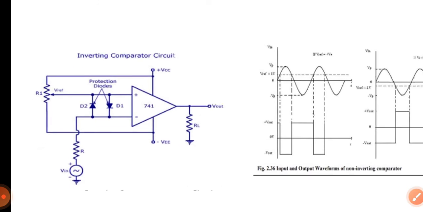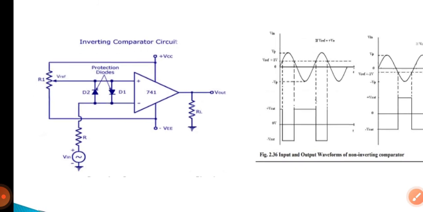Here also we are using two diodes. The two diodes are the protective diodes. Why is clamping used for that? I have already explained what clamping is.